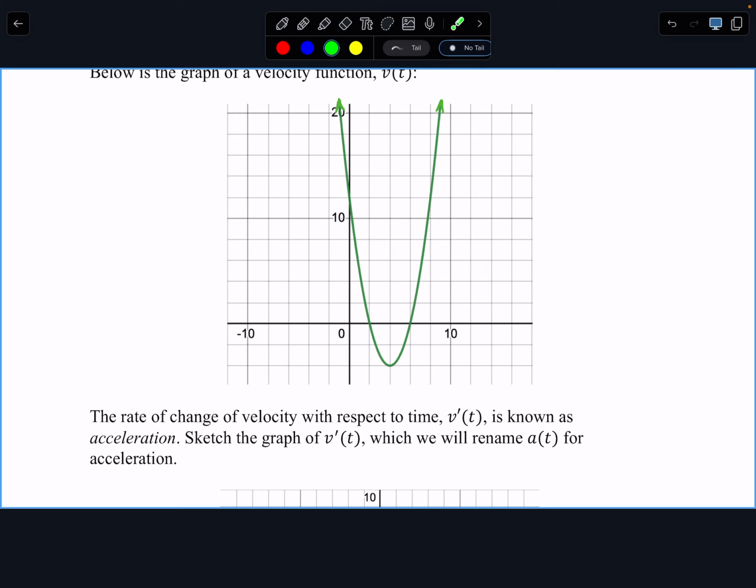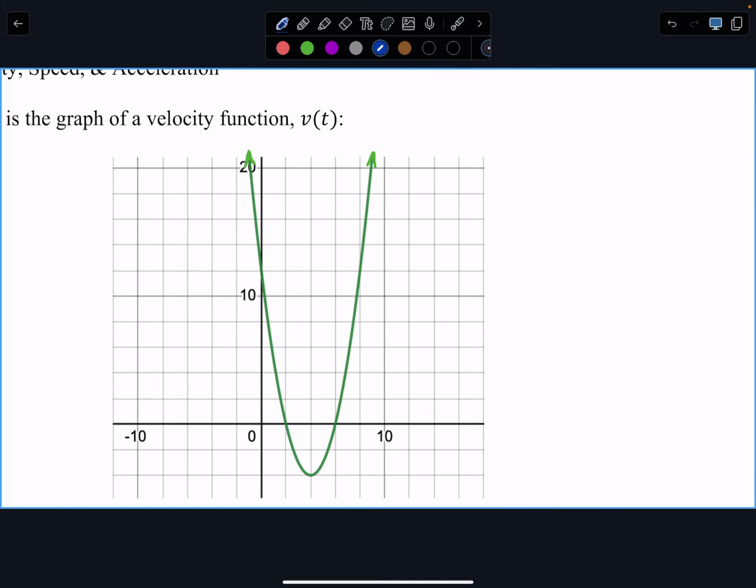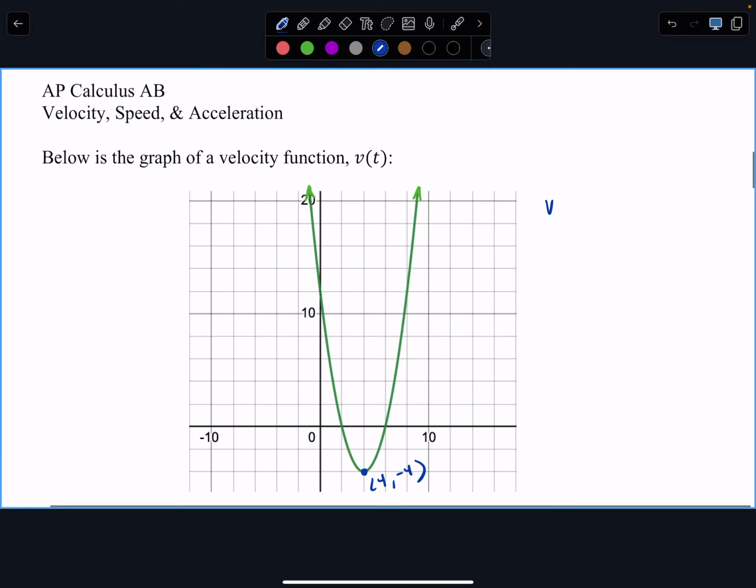You could get a sketch just from looking at this, but it would be even more helpful if you were to determine the equation of v of t. Now you can see that the vertex of v of t is at 4, -4. So in vertex form, v of t would be a times (x minus 4) squared minus 4.